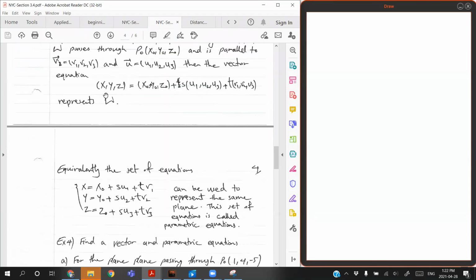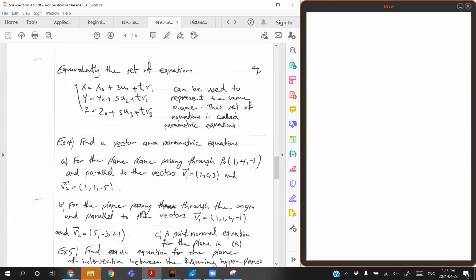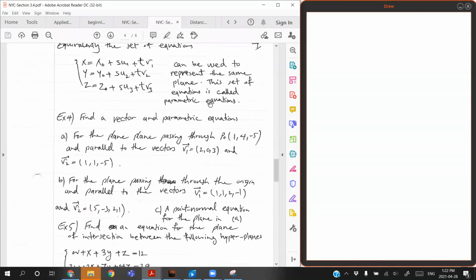Now, if you separate the x, the y, and the z, you get x is x0 plus s u1 plus t v1, y is y0 plus s u2 plus t v2, and z is z0 plus s u3 plus t v3. And these are called the parametric equations. So this can be used to represent the same plane. This set of equations is called parametric equations.